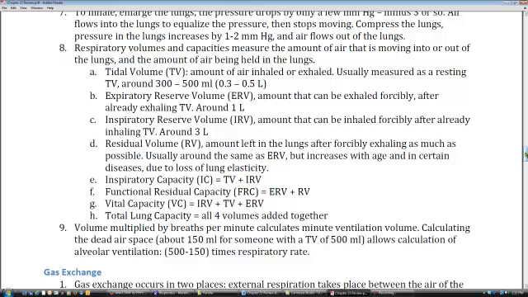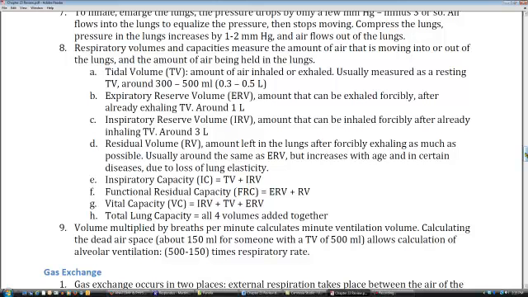Now, the volumes are all kind of separate. They're not really physical partitions, but you can think of them as separate categories of breaths that don't overlap. The capacities are combinations of the volumes. So your inspiratory capacity is your tidal volume plus your inspiratory reserve volume. Your functional residual capacity is your expiratory reserve plus your residual volume.